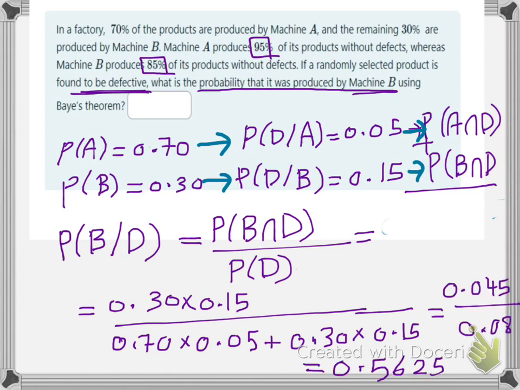So the final answer is 0.5625. It means that there is a 56% chance that the defective product was produced by machine B.